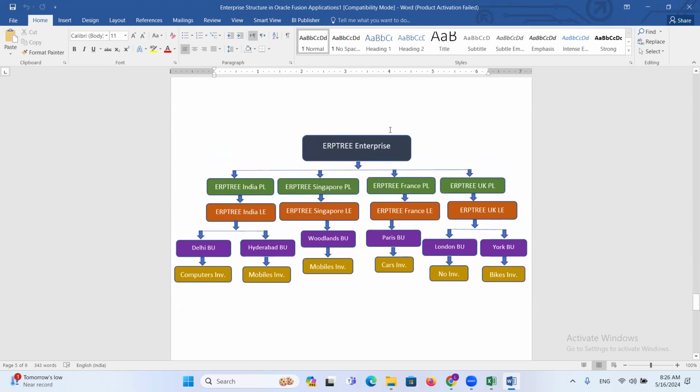We have the enterprise. Within the enterprise, we have four primary ledgers and four legal entities. Under each legal entity, based on the registration and what they are doing, accordingly you can create business units. For each business unit, the applicable inventory organizations. This is all about enterprise structure.